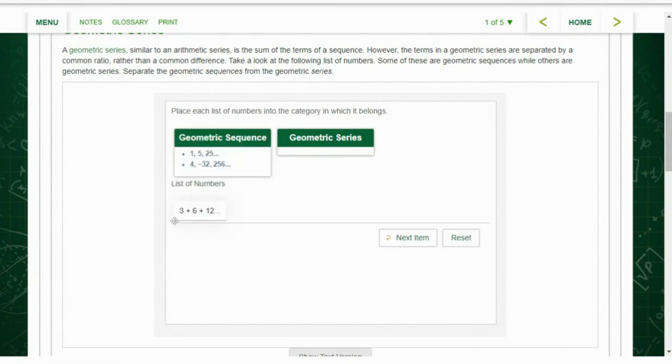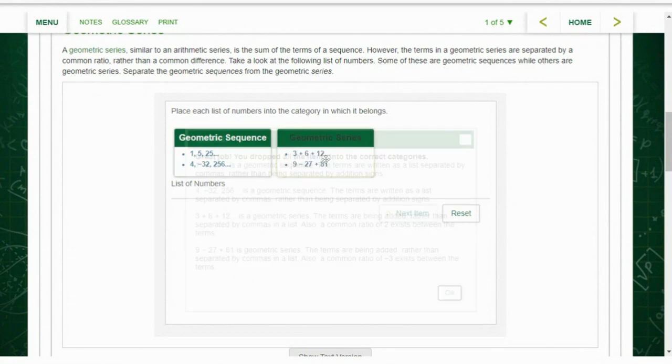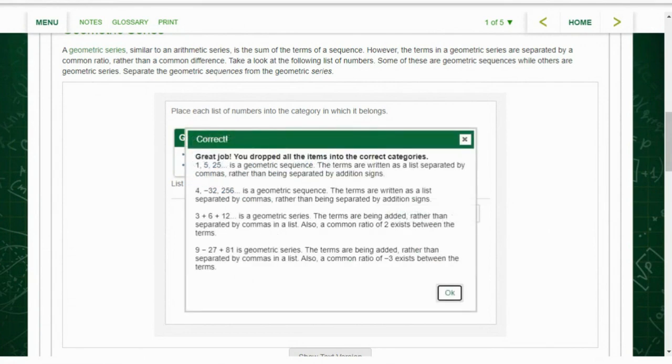But this one, 3 plus 6 plus 12, it is multiplying by 2 every time, but we're adding them together. So we get to use a geometric series formula for that. And these are also adding together, even though you're like, oh, that's a subtraction. Yeah, it's adding a negative number, but it's multiplying by negative 3. So we're still combining them all. We're adding negative 27 to 9 and adding 81 to that. So that is also a series. So just being able to recognize, is this a sequence formula or a series formula?